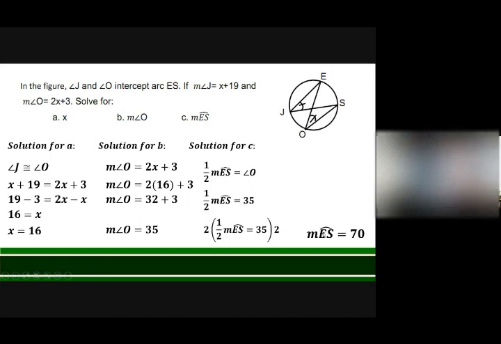So, para maganda, check natin kung yung angle J ba ay magiging equal kay angle O. So, gamitin natin ngayon yung ating intercepted arc. Yung intercepted arc ES natin, ang inscribed angle niya ay J. So, para makuha natin yung value ng J, divide lang natin by 2 yung ating intercepted arc. So, 70 divided by 2, yung angle J na makukuha natin ay 35 din. Okay.